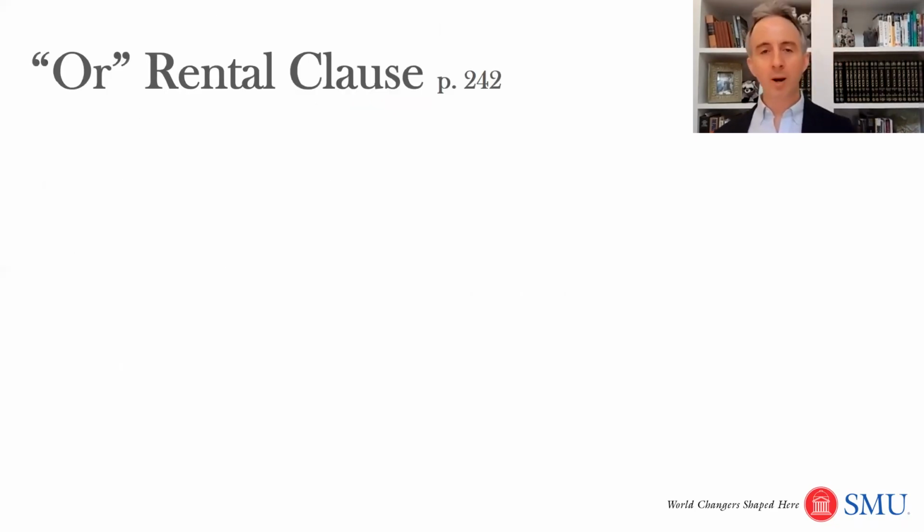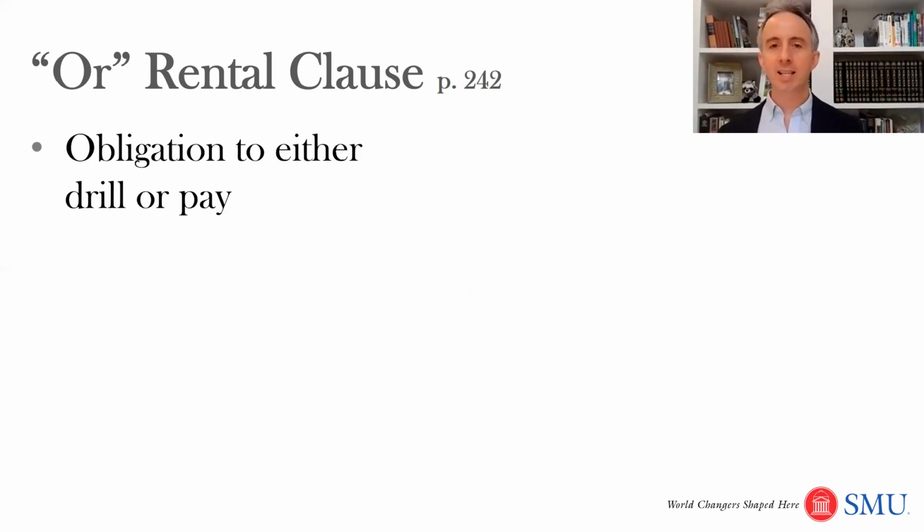Okay, now that seems a little bit harsh. We'll talk in a little bit about why you still might choose an unless clause, and people still do. But let's first talk about some of the other options. So one is an or rental clause. And the or rental clause is called that because it doesn't say that the lease will terminate unless you pay the rentals. Instead, it says either you have to drill or you have to pay. And so if you don't drill, you owe money, and you could be sued for that money in theory.